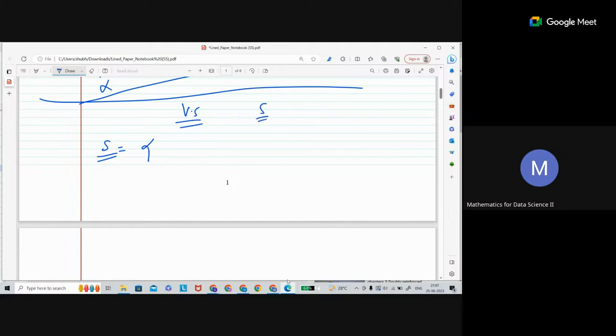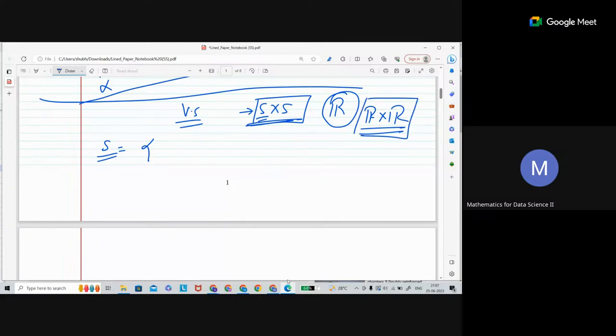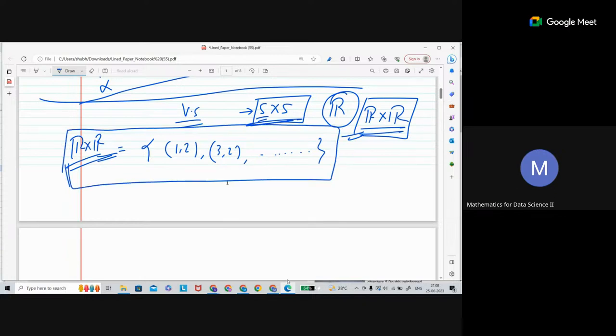If you have a set, you used to take the Cartesian product. Suppose in place of the set, I am taking the set R, the whole real line, and doing the Cartesian product R cross R. We'll discuss R2. So what do the elements of this Cartesian product R cross R look like? They will be pairwise. This set R cross R has infinitely many elements, and they will look like pairs. So this is what you have. What you will do.